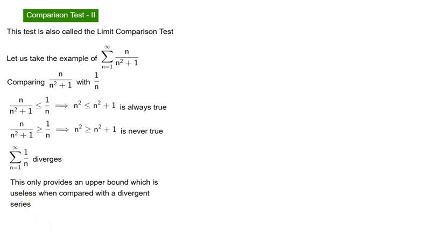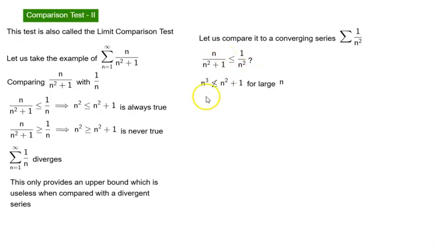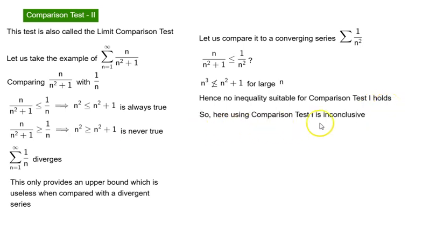So this doesn't help. Now let us compare it to a converging series, that is 1 by n square. So n by n square plus 1, is it less than or equal to 1 by n square? Cross multiplying, we get n cube is less than or equal to n square plus 1, which is not right. N cube is always greater than or equal to n square plus 1 for large n. So hence, no inequality suitable for comparison test 1 holds. So here, comparison test 1 is inconclusive.